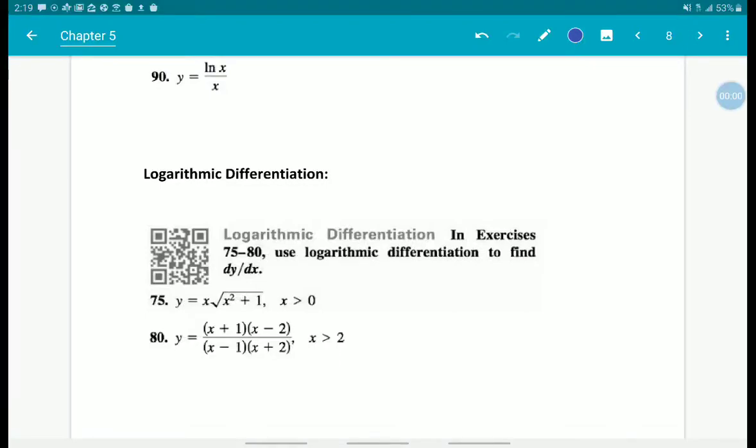The next thing we need to talk about is logarithmic differentiation. The rules of logarithms will really help us take the derivative of some functions that tend to be a little more complicated. Let's look at a couple of examples.